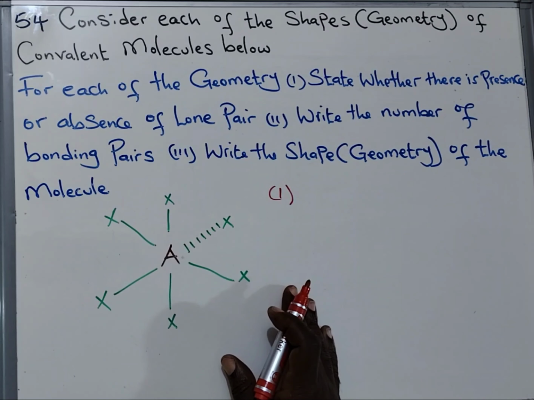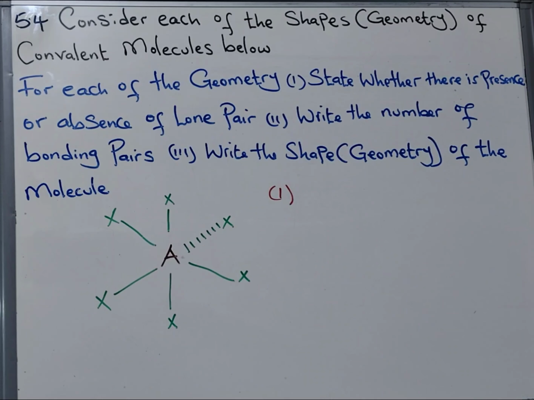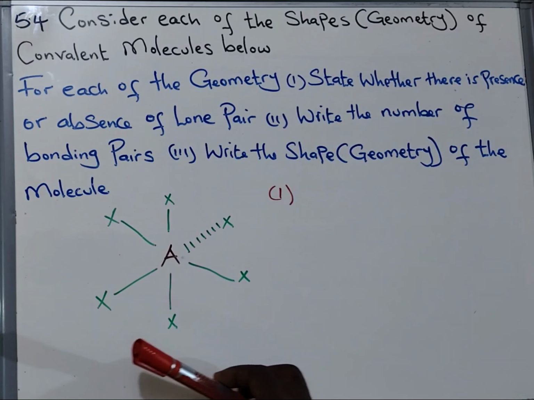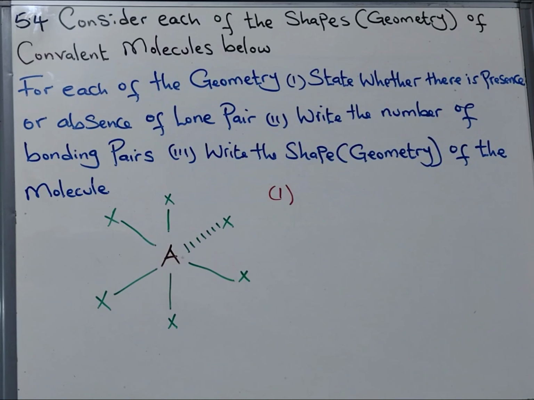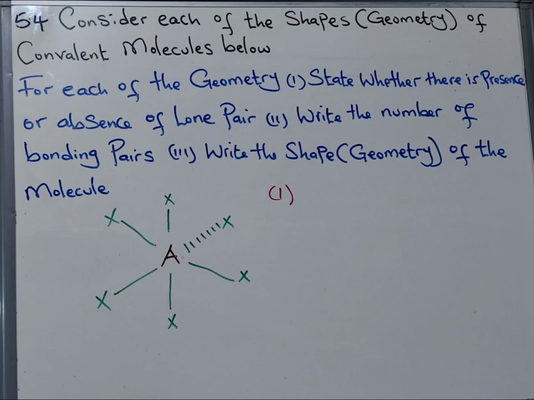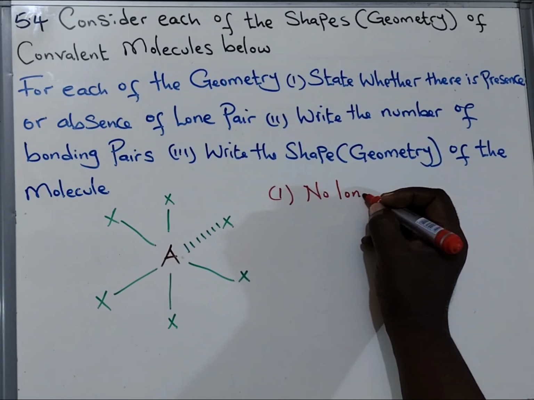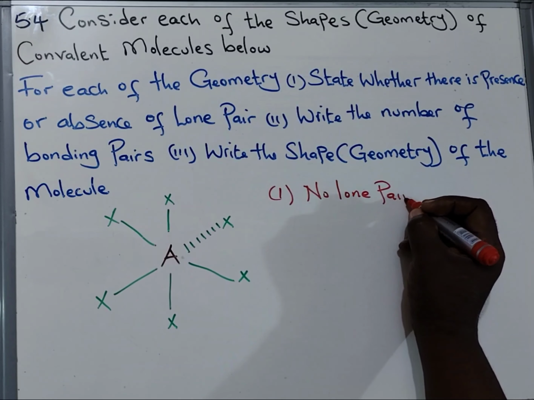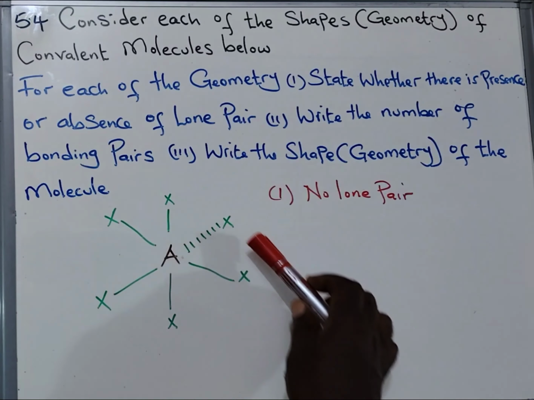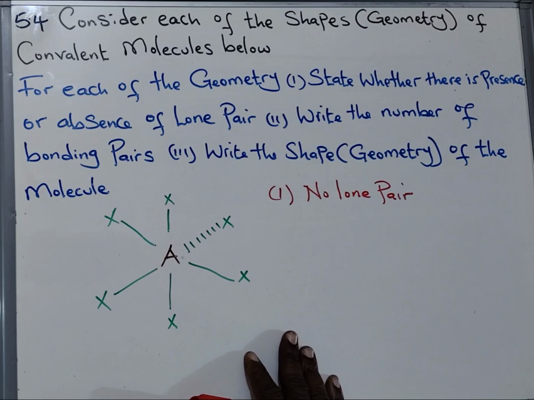Do I have a lone pair here? The shape shows that there is no lone pair. I want to tell you that a lone pair would push all these bonding pairs downwards. So the shape indicates that there is no lone pair. So the answer is no lone pair. The way they are spread means that they are not being pushed by any other invisible force.